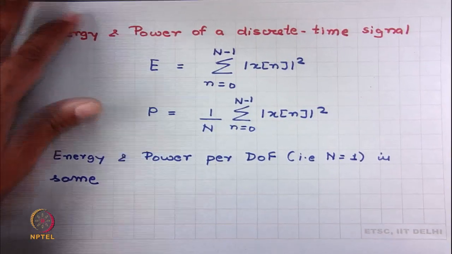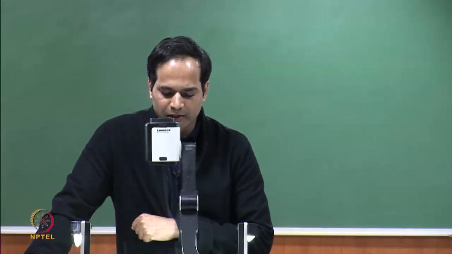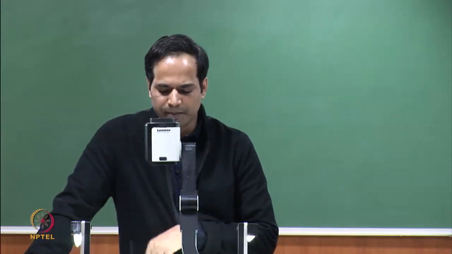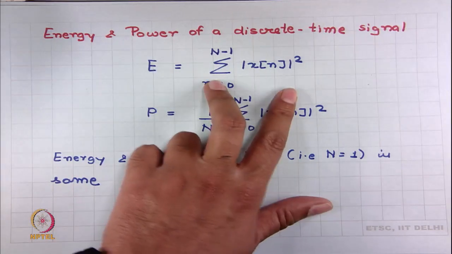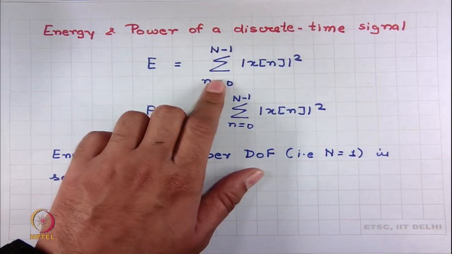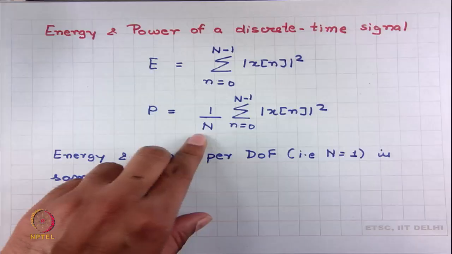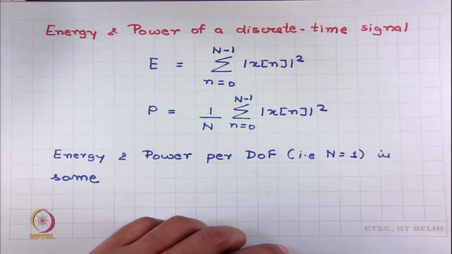This will become clear, but first let us start by revising some basics. And the basic is how do we define the energy and power of a discrete time signal. You can refer to the book by Oppenheim if you have forgotten how the energy and power of a discrete time signal is defined. Energy of a discrete time signal is defined like this, same as how we define the energy of a continuous time signal, just integration is replaced by summation. That is the only difference when you go from continuous time to discrete time. And for the power, we divide by the number of samples that you are considering.